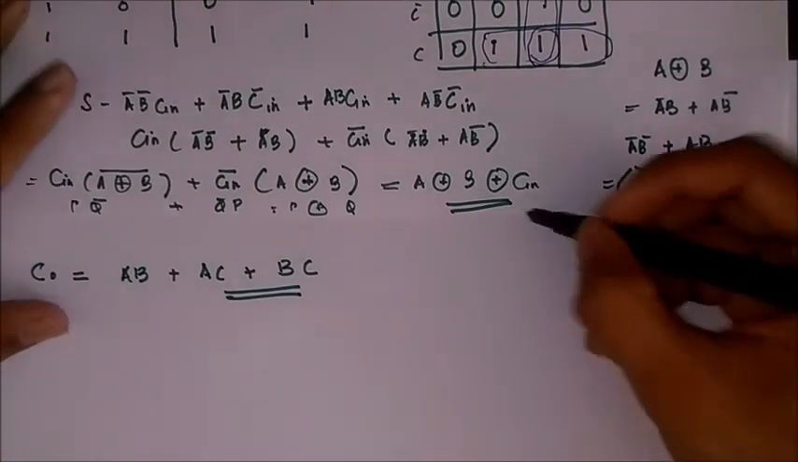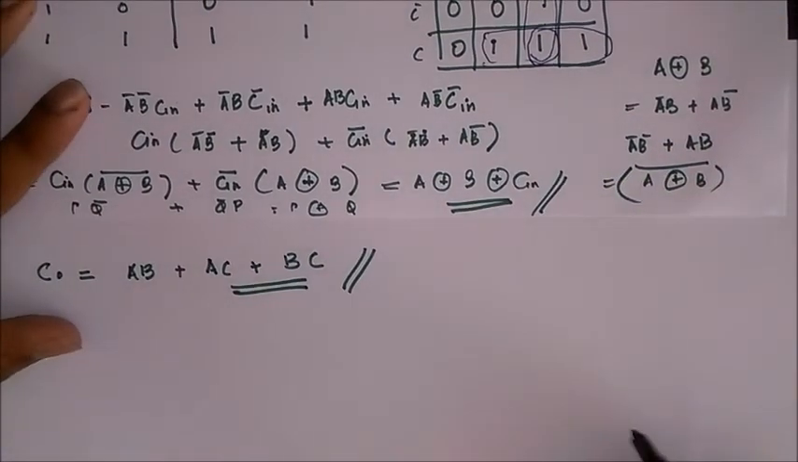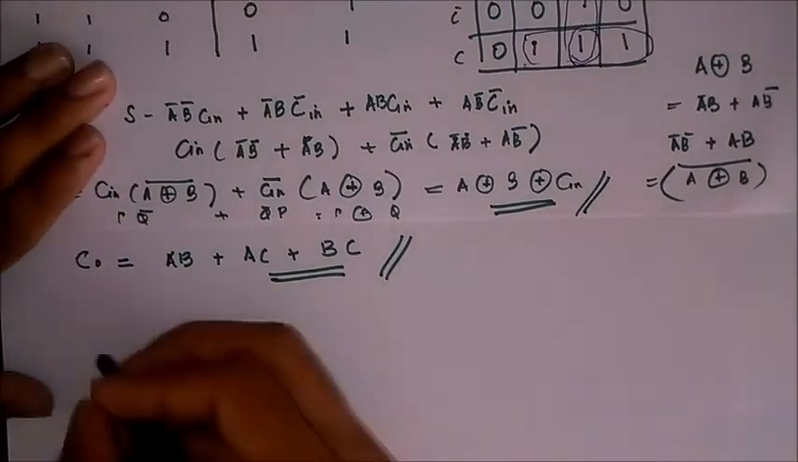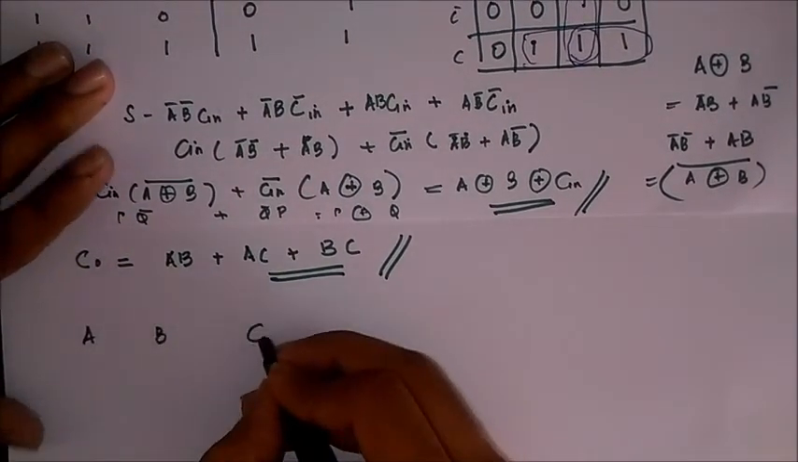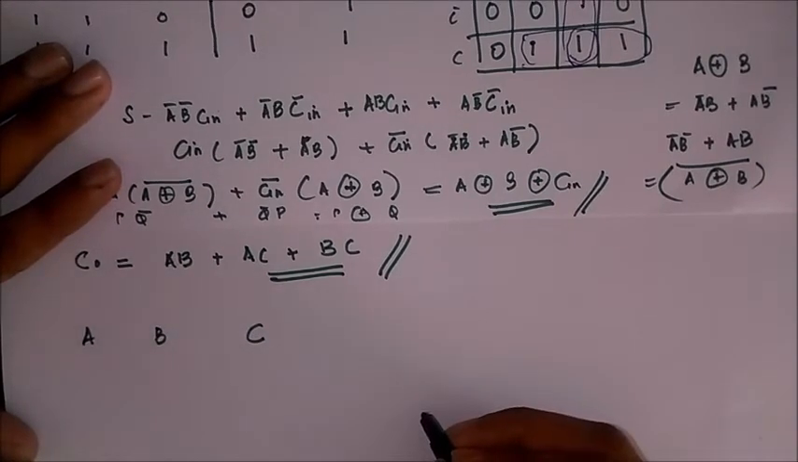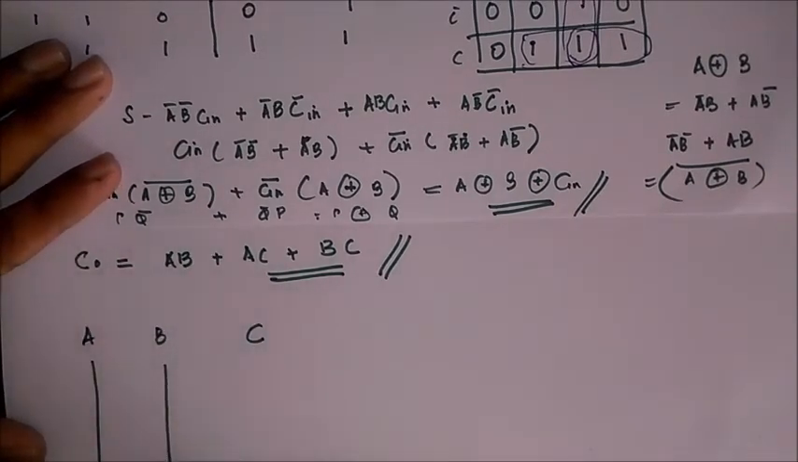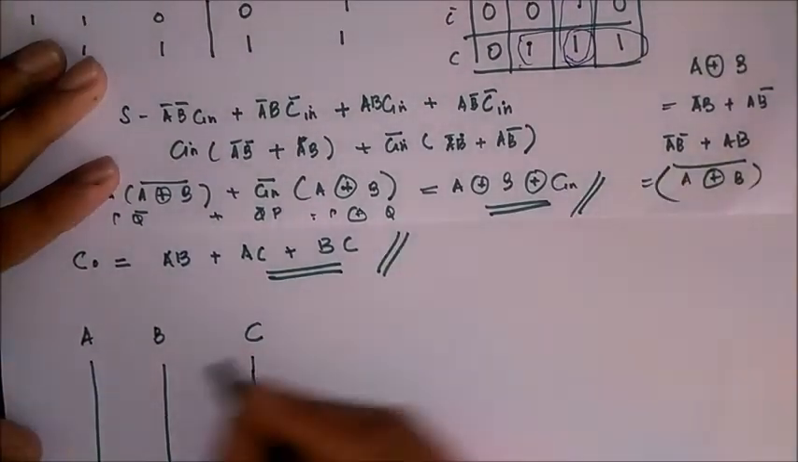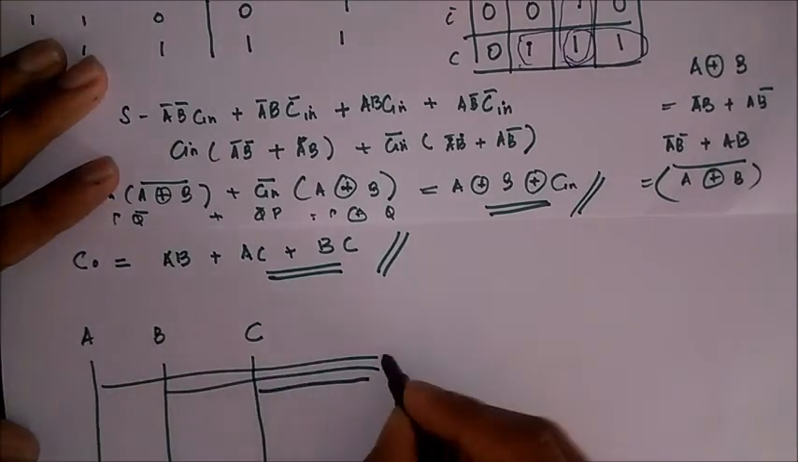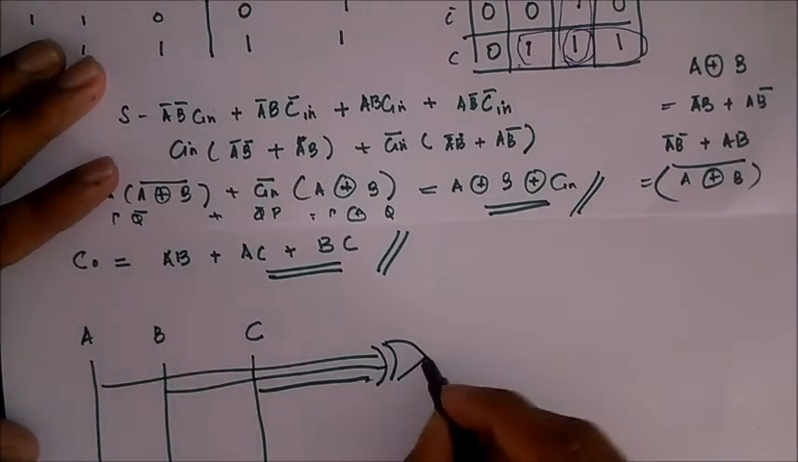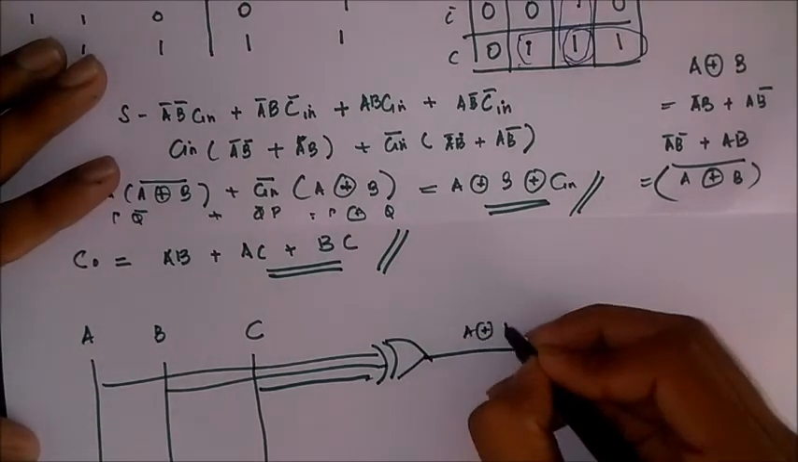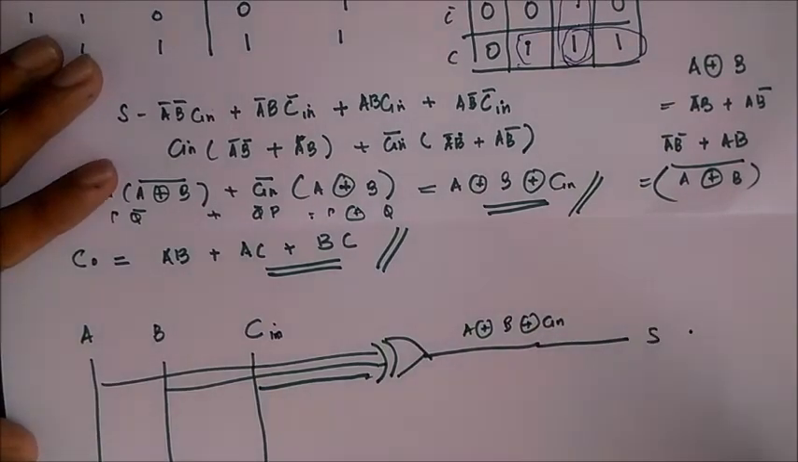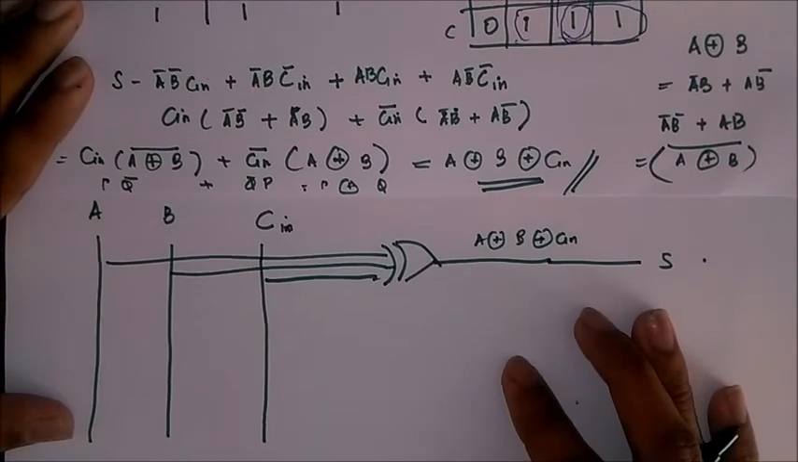So we have both sum and carry expressions from which we can realize the circuit for the full adder. That is, we have A, B and C, the three inputs, and first for getting the sum, we give the three inputs to an XOR gate. Let me mark this as C in to avoid confusion. This will be the sum.